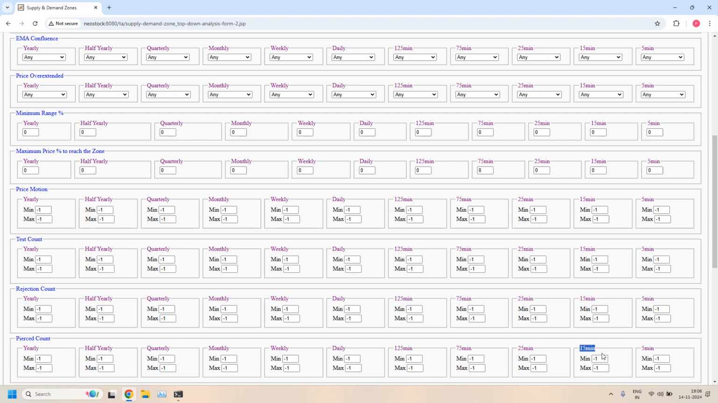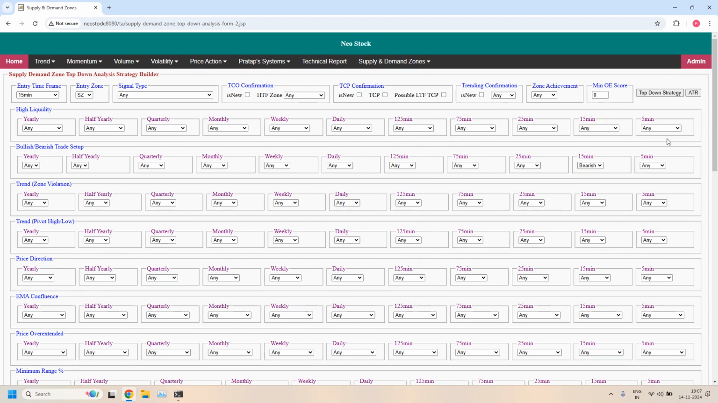This is the entry time frame. I am setting minimum value 0, maximum value 0. This filter is for 15 minute supply zone. First filter, and second filter, zone achievement VOZ. Third filter, minimum odd enhancer score 12.